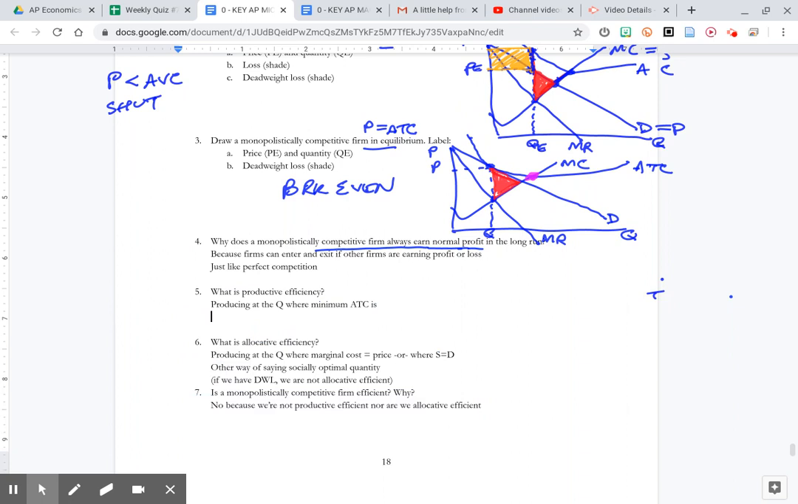Just as a quick aspect of this, productive efficiency is satisfied in a few of the cases, right? In perfect competition in the long run, it's always satisfied. And allocative efficiency, the trick to that is it's always satisfied for perfect competition. They don't really have deadweight loss, even when they're earning profits and losses. But monopolies are typically not productively or allocatively efficient either.